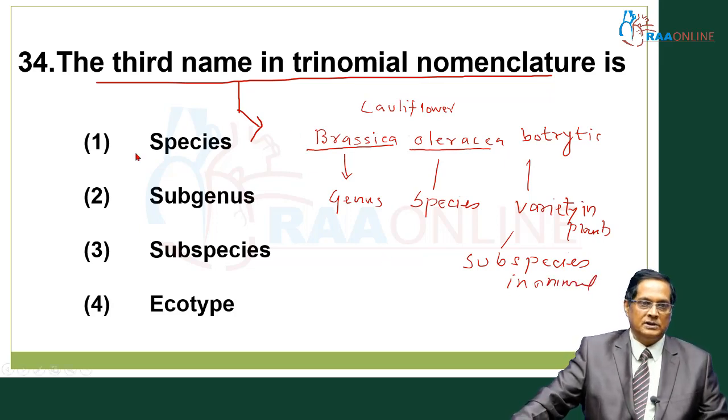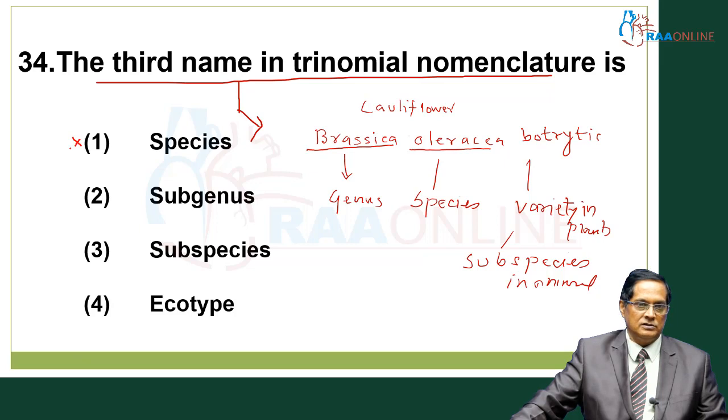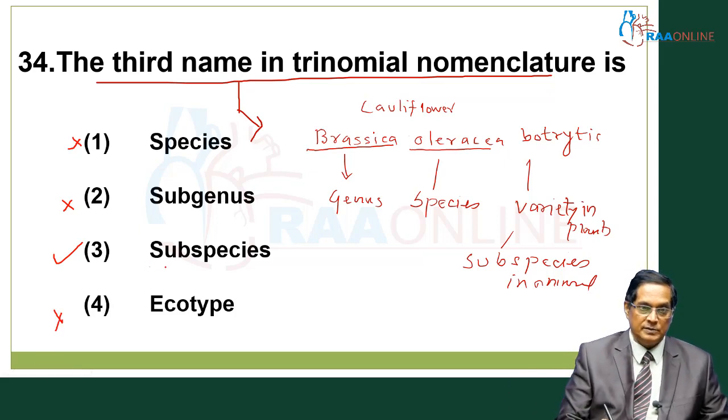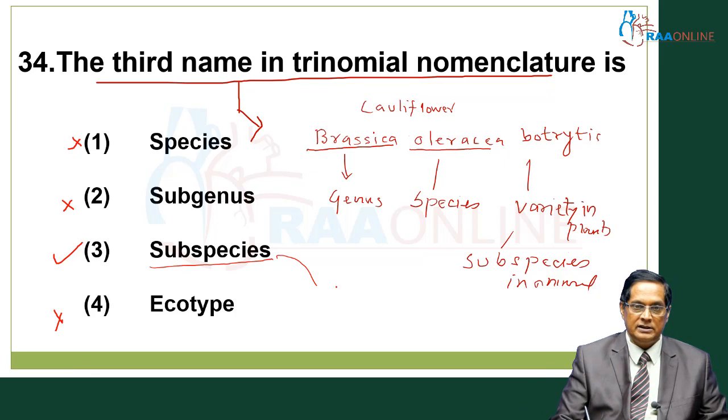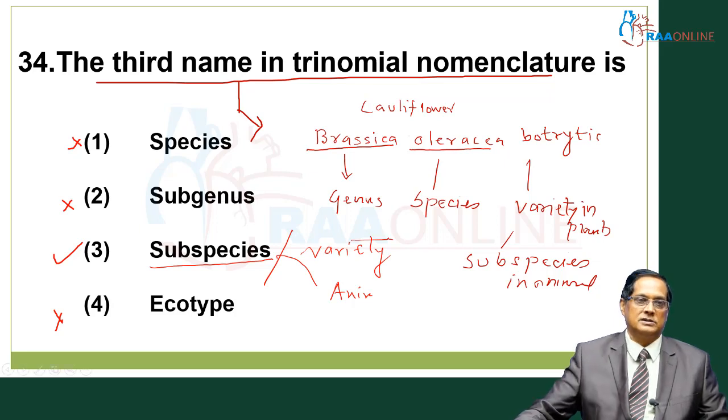Third name indicates what? Species wrong, subgenus wrong, subspecies correct, ecotype wrong. And subspecies is applied in animal classification. Its equivalent is variety in plants.